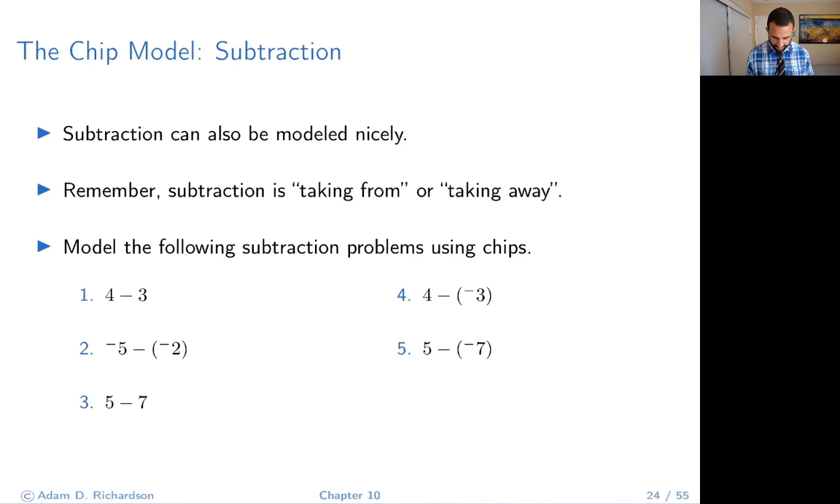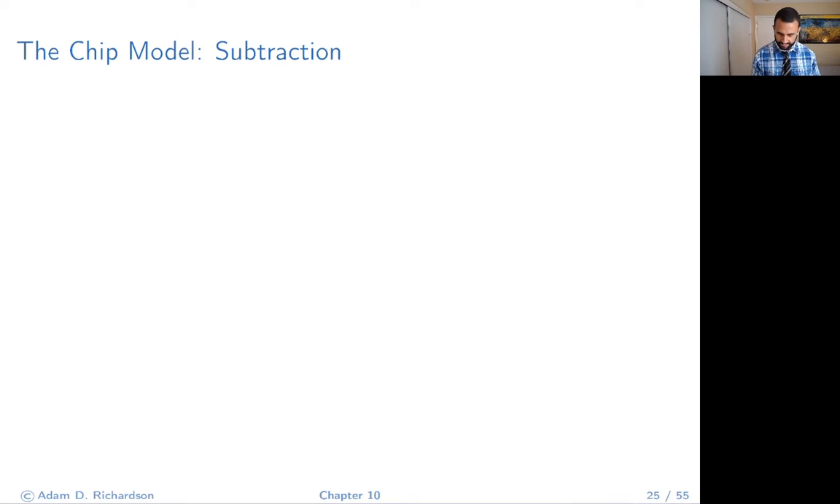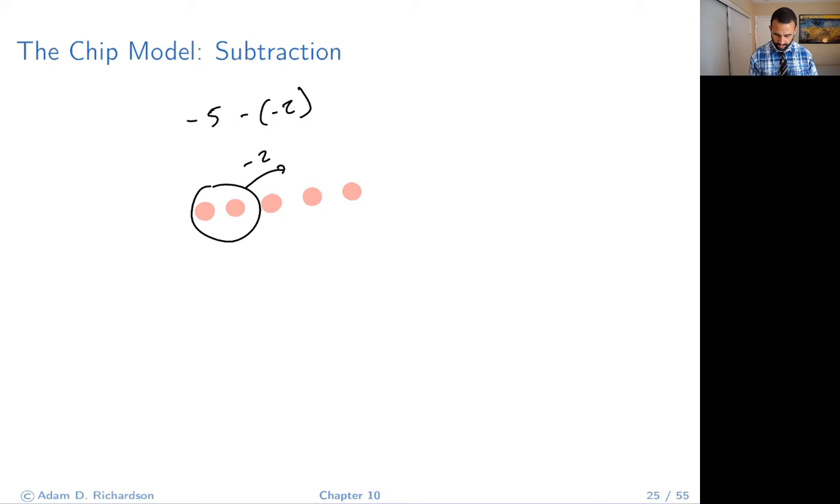Okay. Now, let's do negative 5 take away negative 2. That one's not too bad either. We're going to need negatives, and we're going to need 5 of them: 1, 2, 3, 4, 5. So now if I take away negative 2, what am I left with? I'm left with negative 3. There we go. That's the idea.